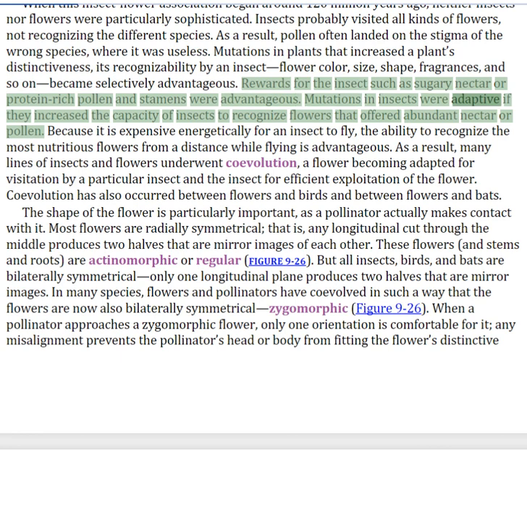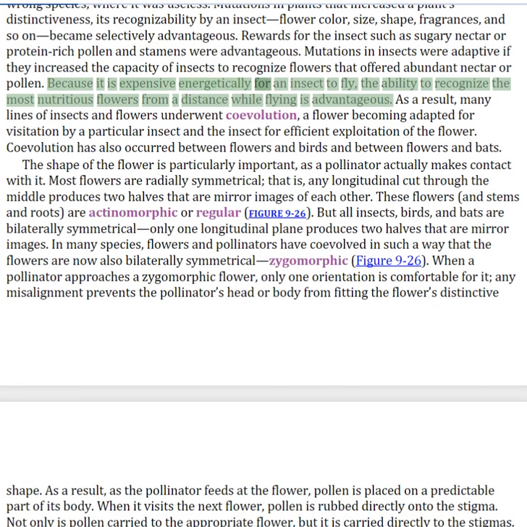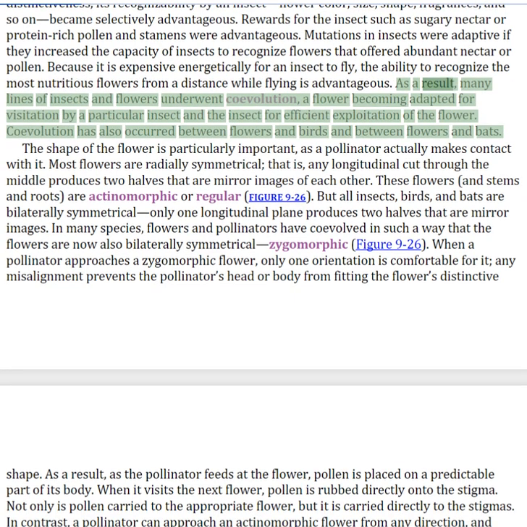Mutations in insects were adaptive if they increased the capacity of insects to recognize flowers that offered abundant nectar or pollen. Because it is expensive energetically for an insect to fly, the ability to recognize the most nutritious flowers from a distance while flying is advantageous. As a result, many lines of insects and flowers underwent coevolution, a flower becoming adapted for visitation by a particular insect and the insect for efficient exploitation of the flower.